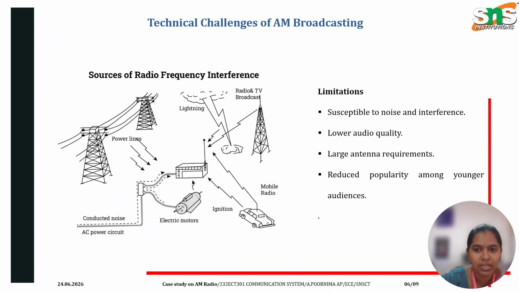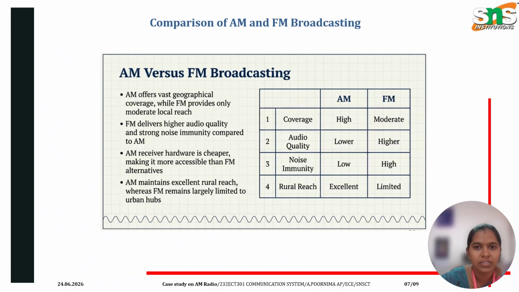So we require large antennas. That is, we need to increase the height of the antenna to reduce such noise effects. This is the major limitation in the case of AM broadcasting. And comparison of AM and FM broadcasting.